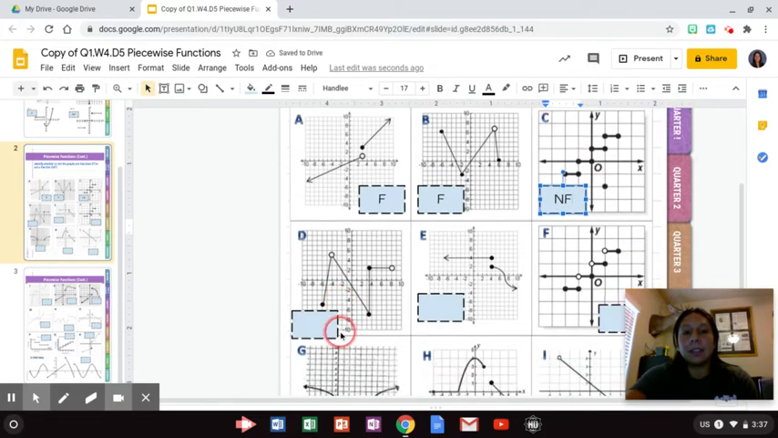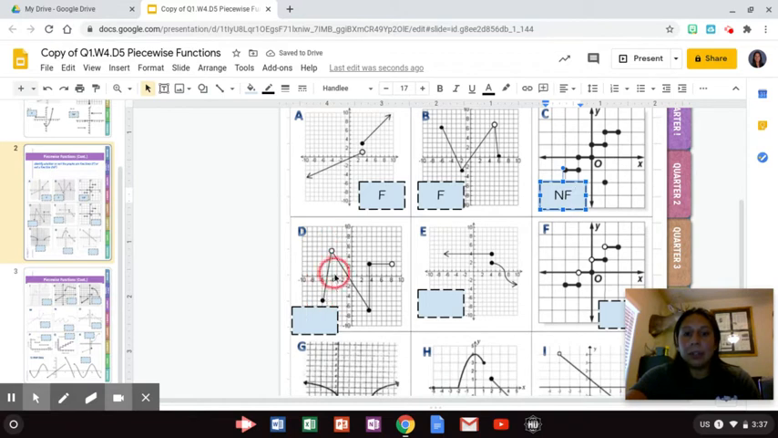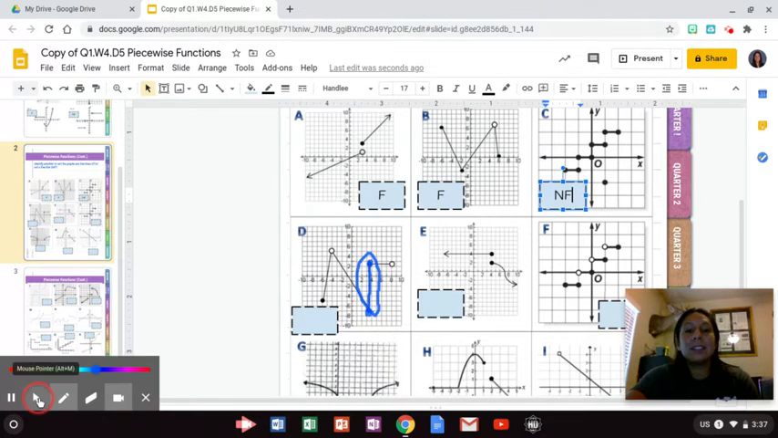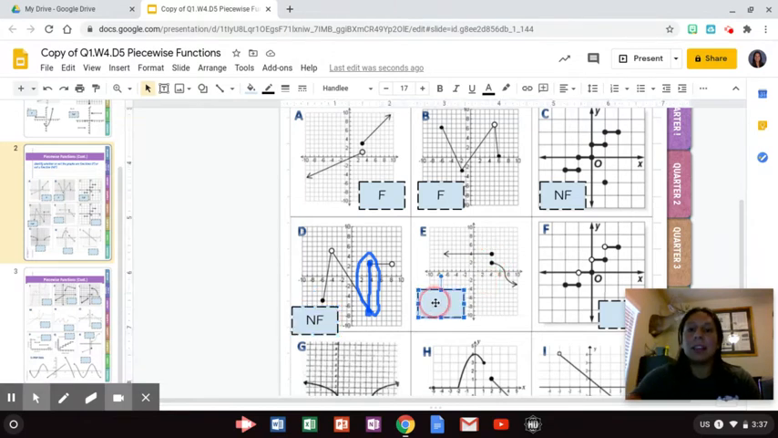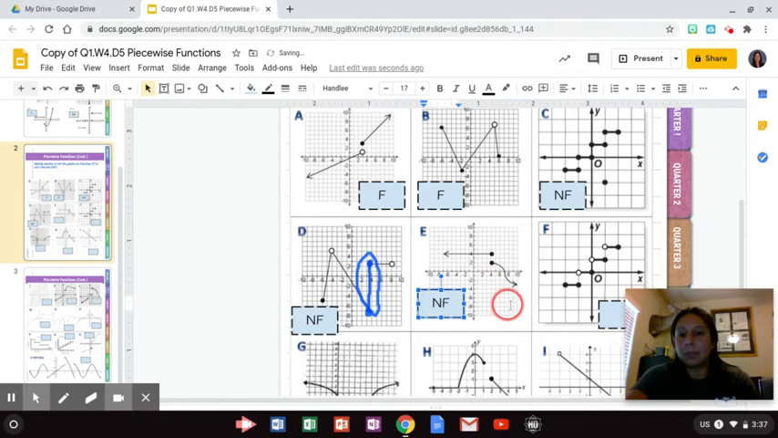D, on D, we can draw a vertical line on the left-hand side of the graph, but this one makes it not a function because if I were to draw a vertical line right here, it has a closed circle, and it's also connected. So because of that, it makes it not a function. E, if I were to draw a vertical line going through this graph, it would hit 2 dots right here that are stacked on top of each other. So that would make that one not a function.